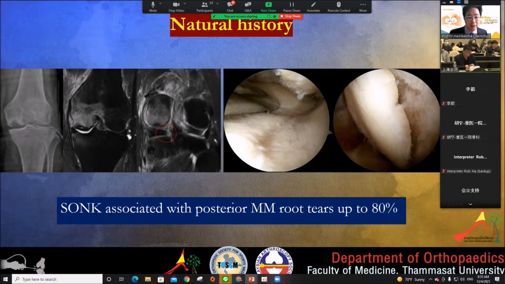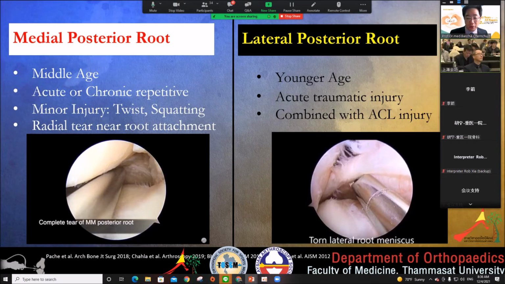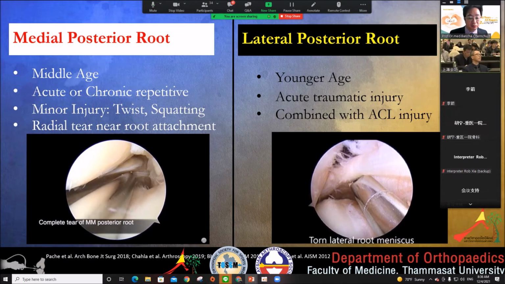Like these patients, this is my Japanese patient. She has a meniscus root tear and was treated conservatively. Two years after that, the patient had spontaneous osteonecrosis and needed joint replacement. The incidence of meniscus root tear is very high in total knee arthroplasty. Let's say 80% are found to have root tears when they do the joint replacement.